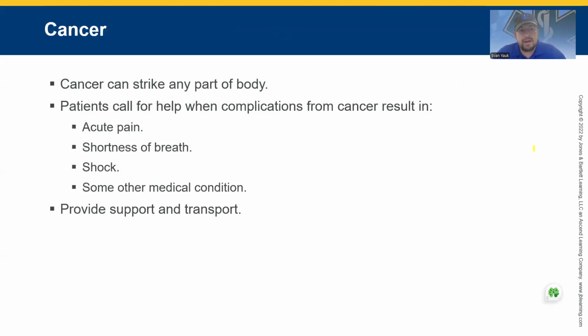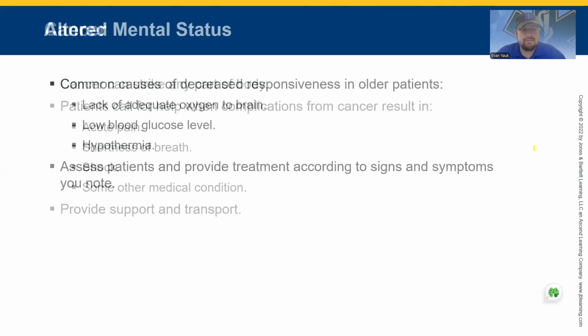Cancer. So cancer can strike any part of the body. Patients call for help when complications from cancer result in acute pain, shortness of breath, shock, or some other medical condition. Provide support and transport. Remember that cancer can happen at any age, though. I know we're talking about geriatrics here. This is where your history comes in. I'm not a cancer expert. I don't know a lot about it. But just be mindful that they are going through a lot with this.